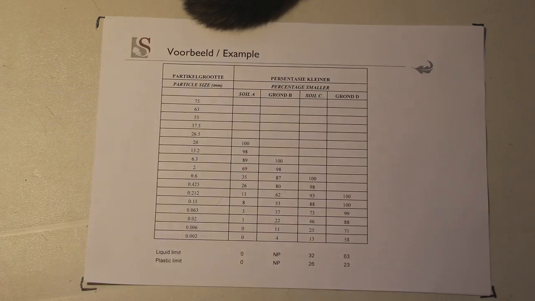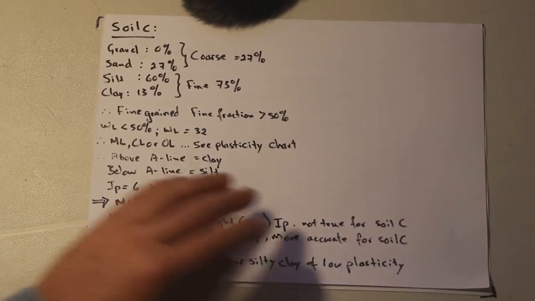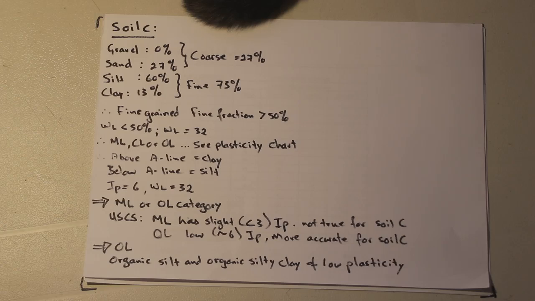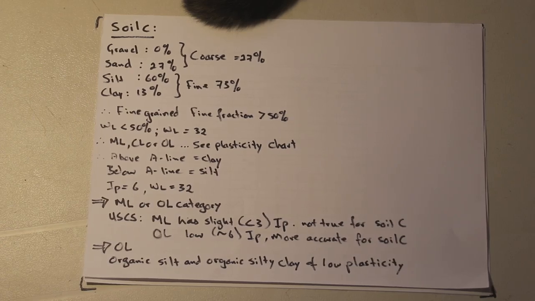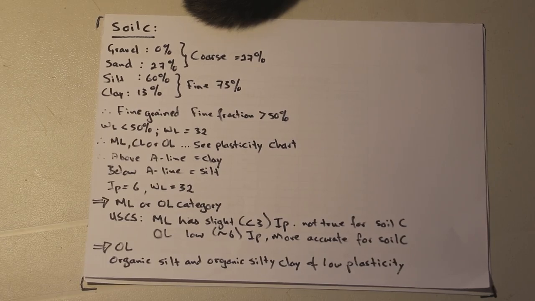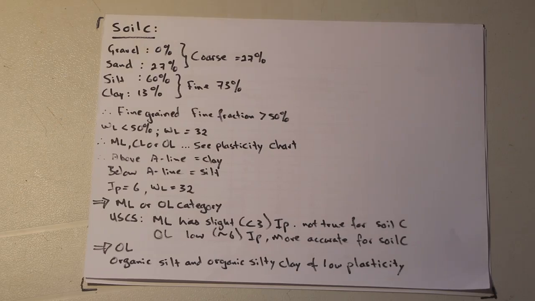If we go back then to the table and we start looking at soil C, then this is what we will get. The gravel is 0%, the sand is 27%, the silt is 60%, and the clay is 13%. So the coarse fraction is 27% and the fine fraction 73%. So it is a fine-grained soil where the fine fraction is more than 50%. The liquid limit is less than 50. In this particular case, it is 32.